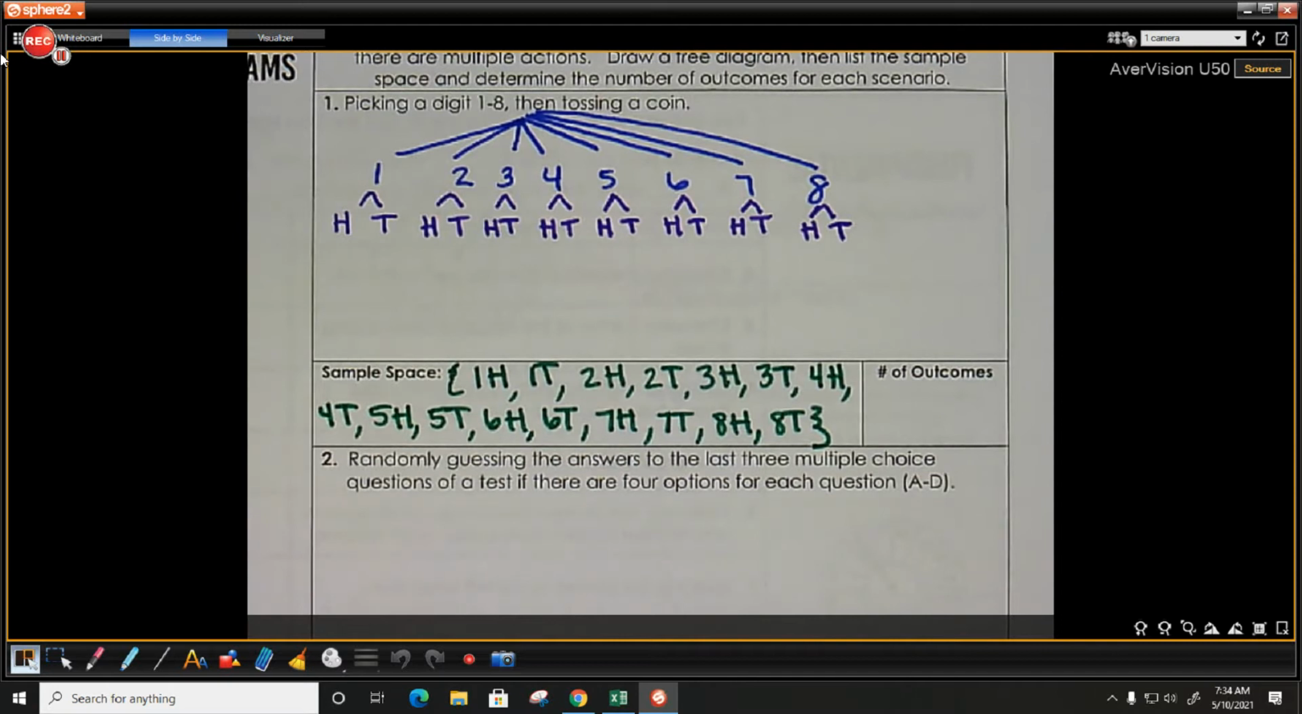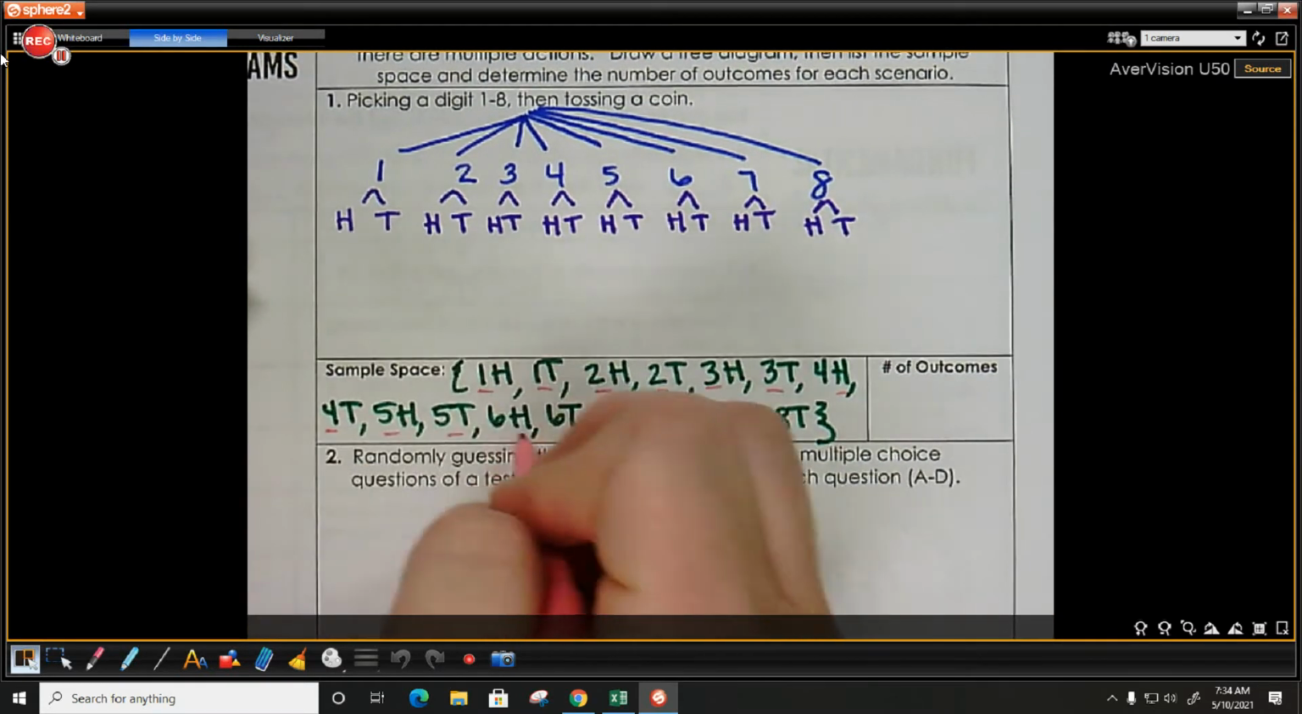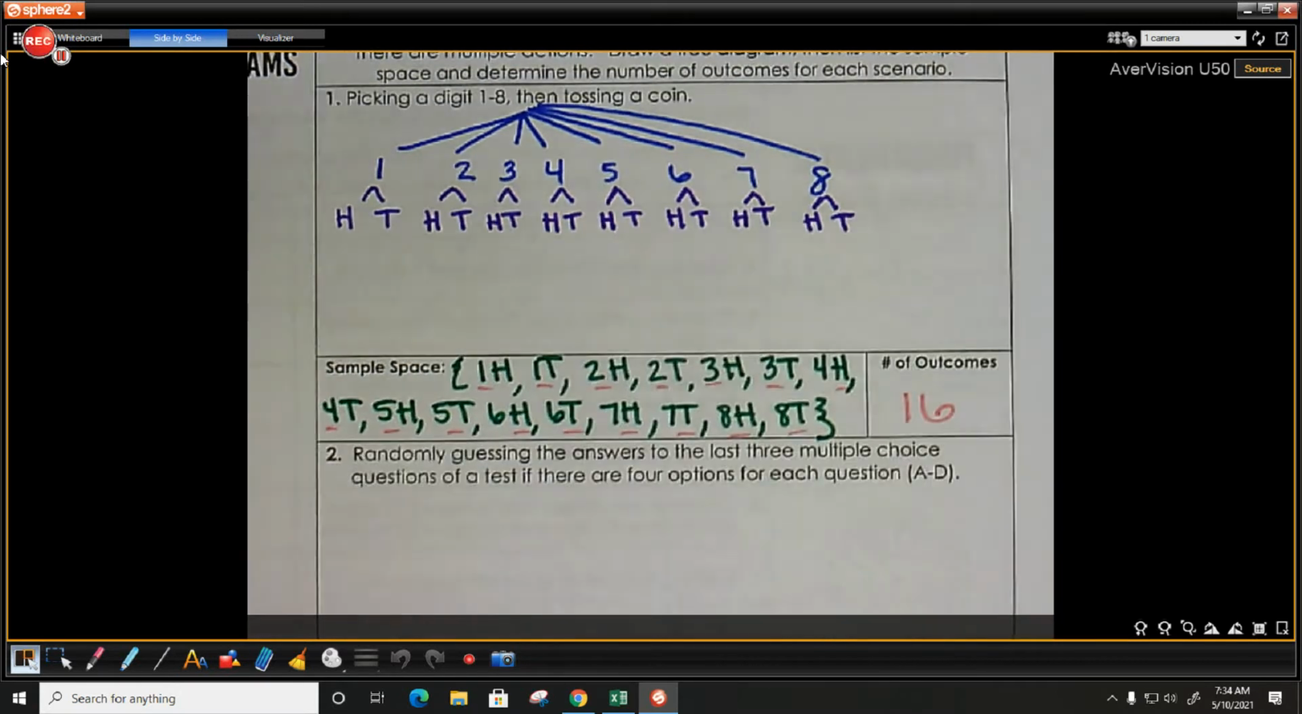So let's count up our possible outcomes. 1, 2, 3, 4, 5, 6, 7, 8, 9, 10, 11, 12, 13, 14, 15, 16. 16 different ways this could happen. 16 possible outcomes. Good? Are you okay with that?